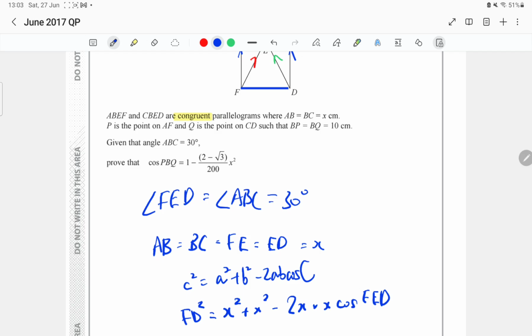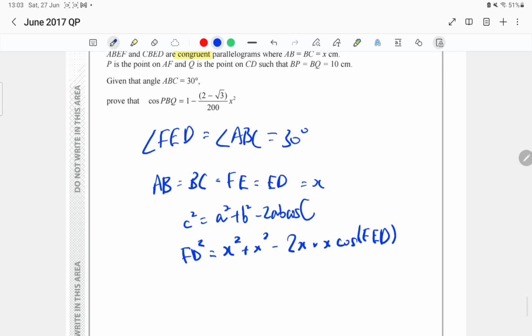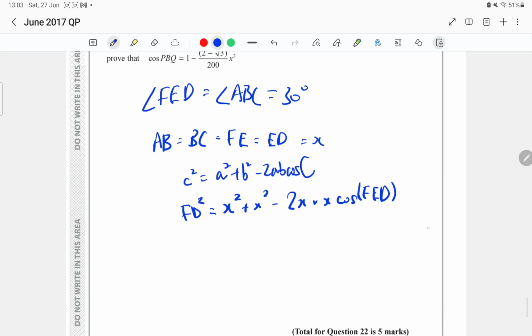So as we know, cosine of FED just equals cosine of ABC. So cosine of 30. What is cosine of 30? Cosine of 30 is root 3 over 2. You have to remember this. Okay, so FD squared equals 2x squared minus 2x times x, 2x squared again, times cosine FED, which is root 3 over 2. We can write this as 2x squared minus, so the 2x squared over 2 is just x squared, so x squared times root 3.